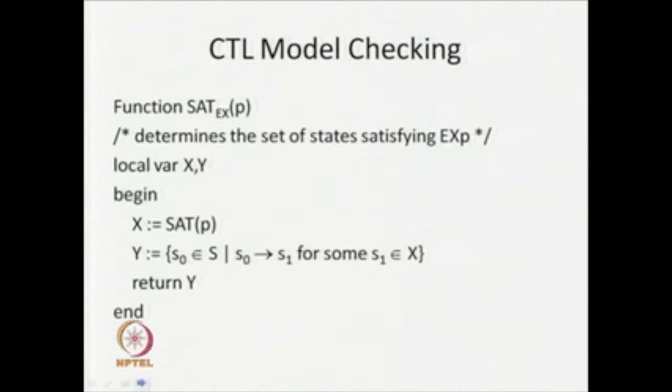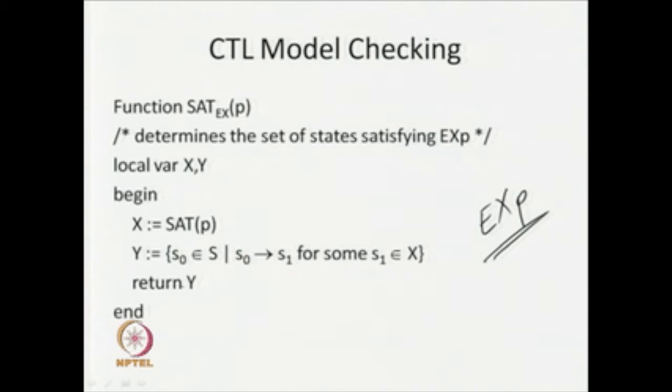So, the first operator we are talking about is E x p, that means there exists a path where next state p is true. This is the simple procedure. First we are going to take all the states where p is true. So, satisfactorily p is going to return me all the states where p is true. We collect those states from which we have a transition to S1 such that S1 belongs to this particular set X. So, this is basically the evaluation of E x.